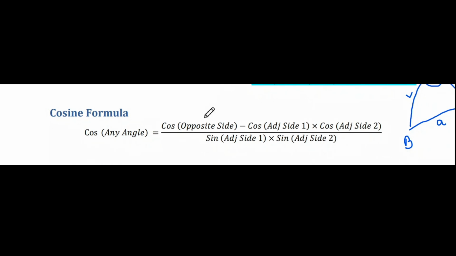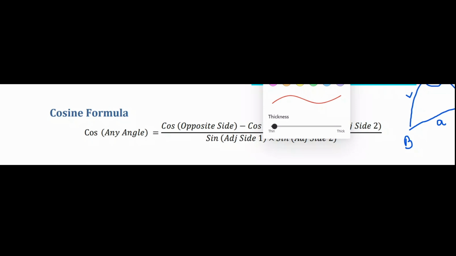If you see on the right hand side, we have all the sides: opposite side, adjacent side, adjacent side. So if you know all the sides of the triangle, you can find any of the angles. So that is one application. The second application is if any two sides of the triangle are known to you, and you know the included angle also.